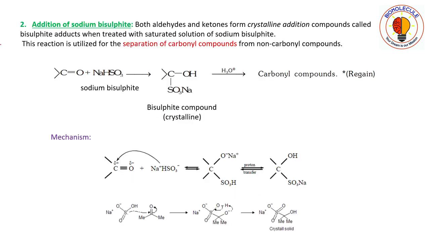Now moving on to addition of sodium bisulphite. Both aldehydes and ketones form crystalline addition compounds called bisulphite adducts. What are adducts? After addition, the compounds we get are termed adducts, meaning we have all the things added in the substrate. These are crystalline addition compounds called bisulphite adducts, formed when treated with a saturated solution of sodium bisulphite.